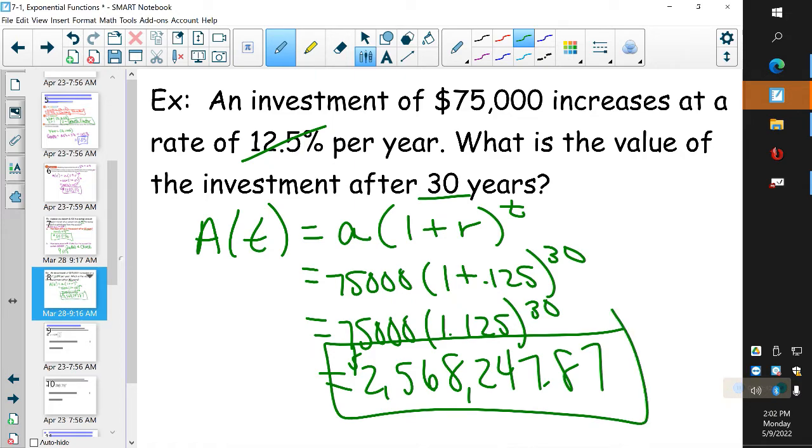Could you retire on that? You couldn't retire on $2.5 million? I could retire on $2.5 million. I wouldn't spend that. I'd be very happy.